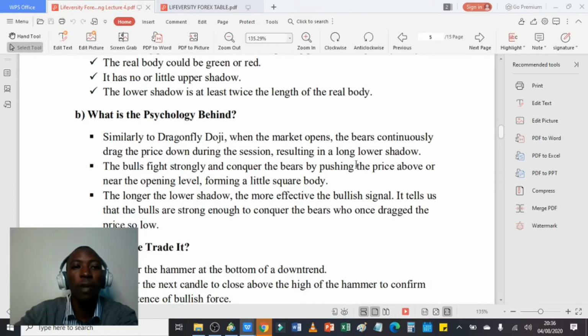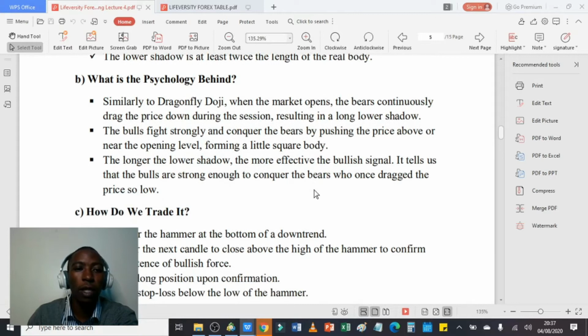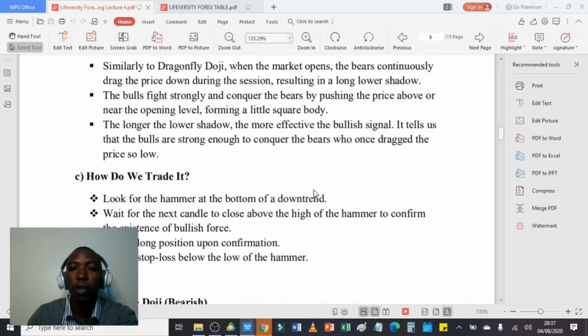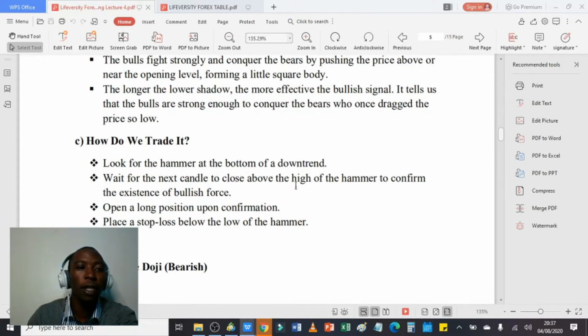What is the psychology behind it? Similar to the dragonfly doji, when the market opens, the bears continuously drag the price down during the session, resulting in a long lower shadow. The bulls fight strongly and conquer the bears by pushing the price above or near the opening level, forming a little square body. The longer the lower shadow, the more effective the bullish signal. It tells us that the bulls are strong enough to conquer the bears who once dragged the price so low. How do we trade it?